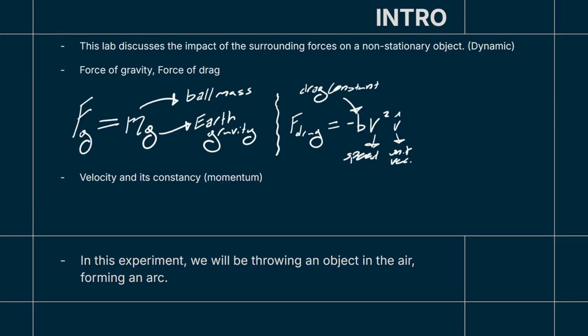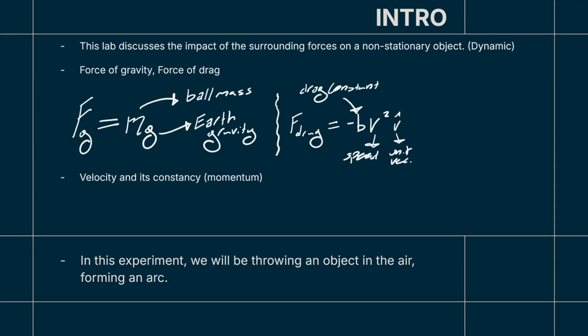These forces will be the force of gravity and the force of drag. As we know, the force of gravity is the ball mass multiplied times g, which is the Earth's gravity. Now, we also know that the force of drag will be equal to the drag constant times the speed times the unit vector. And this unit vector will show the direction and the magnitude on a 1 unit scale.